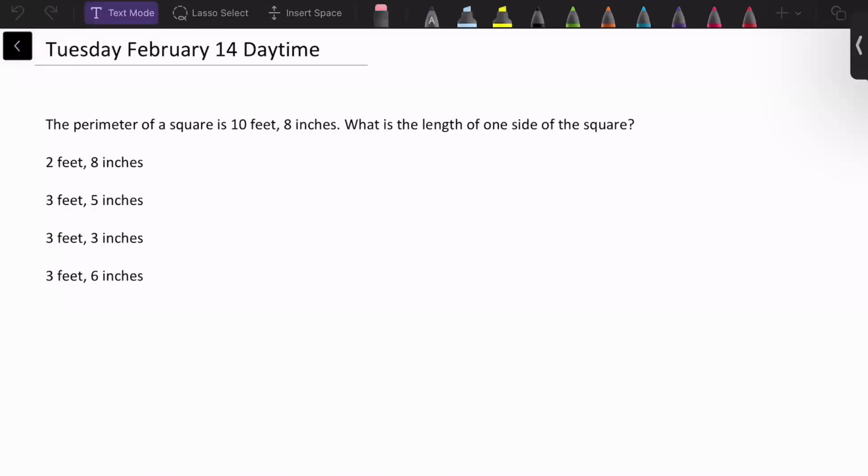Right, so some of these are from last night that we didn't get a chance to finish, and then the rest are the ones that you guys sent in today. So let's go ahead and get started.